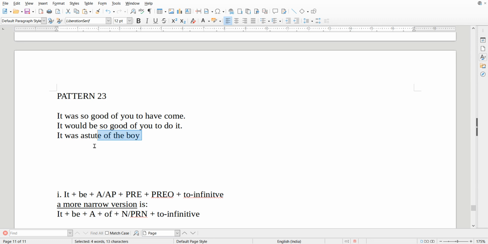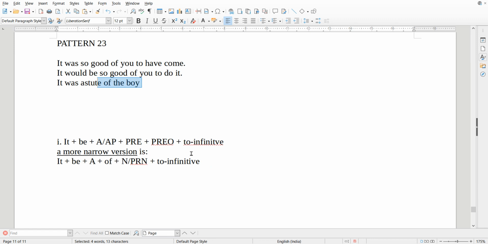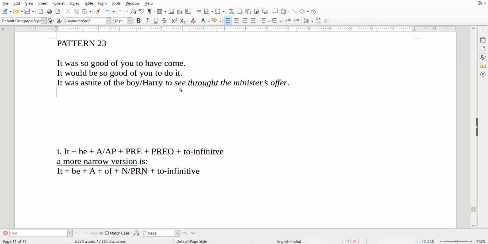Okay, I'll have to check this one, so I'll stick to this one. I'm not sure about the noun phrase here, but you can definitely use a noun: Harry, the boy Harry, to see through the minister's offer. So this is the infinitive phrase, which we know by now. It was good of Harry to do this. I think it's correct, as it is clever.